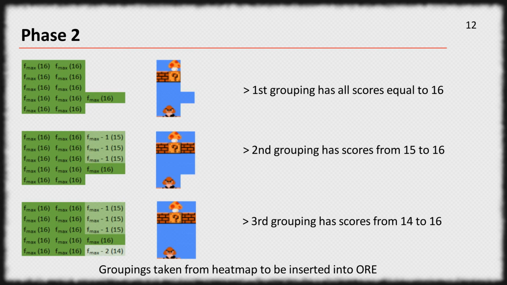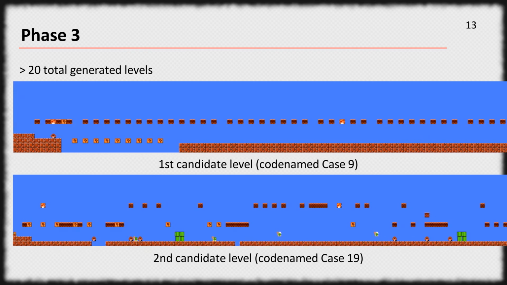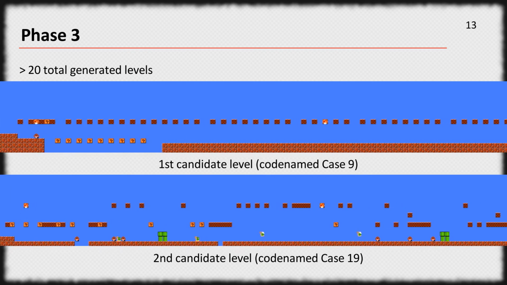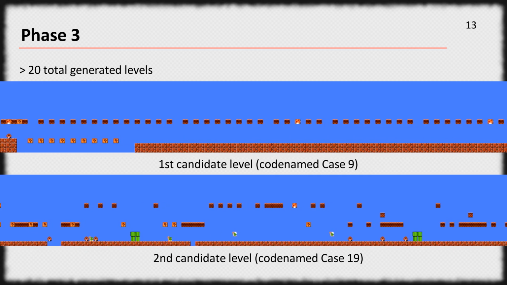These cell groups are inserted into the Occupancy Regulated Extension generator, which generates the summary levels. We generated 20 summary levels for the purpose of this thesis. After some analysis, we selected 2 candidate levels for a comparative study. The final summary levels were filtered on metrics of difficulty and mechanical complexity.